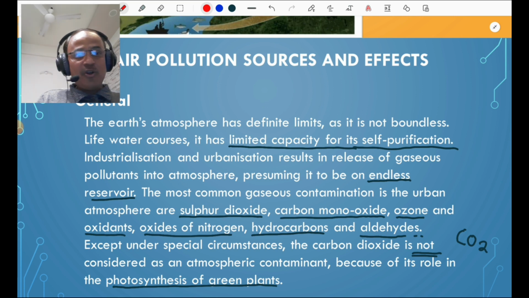The most common gaseous contamination in the urban atmosphere is in the form of sulfur dioxide SO2, carbon monoxide, ozone and oxidants, oxides of nitrogen, hydrocarbons and aldehydes. Except under special circumstances, this is very important, carbon dioxide is not considered an atmospheric contaminant because of its role in the photosynthesis of green plants.